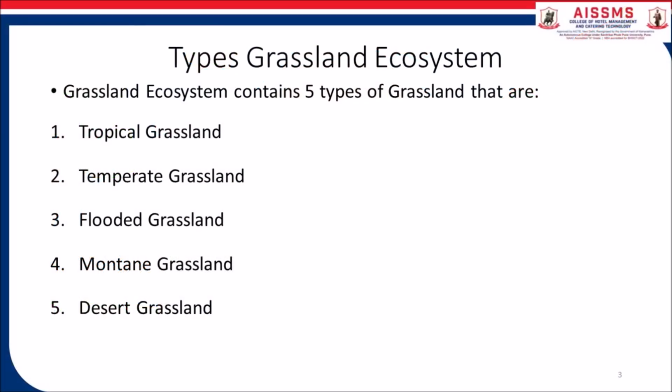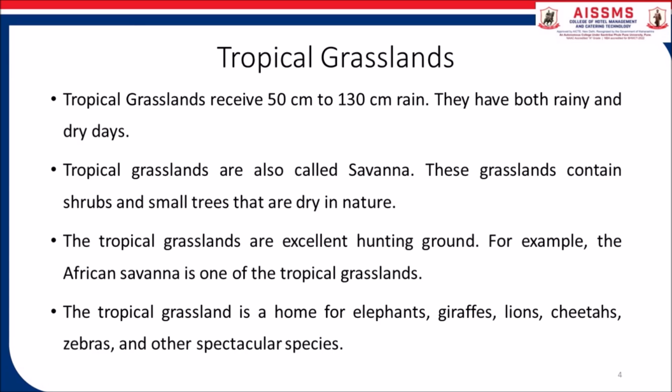First, types of grassland ecosystem. Grassland ecosystem contains 5 types of grassland mainly, which are tropical grassland, temperate grassland, flooded grassland, montane grassland, and desert grassland. First, we will understand what we mean by tropical grassland. Tropical grasslands are the ones which receive 50 centimeter to 100 centimeter rain overall. Furthermore, they have both rainy and dry days. As a result, they are warm all around the year.